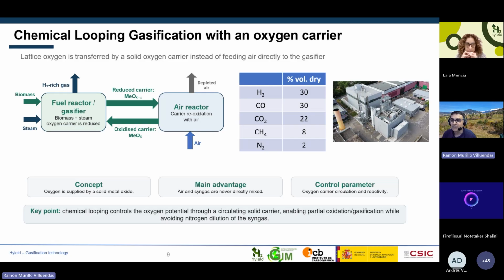Since air does not enter this reactor directly, nitrogen dilution is largely avoided. The reduced carrier is then circulated to the air reactor, where it is reoxidized with air and heated before returning to the fuel reactor. In this way, the solid continuously transports oxygen and heat between both reactors. Typical CLG gas compositions contain around 30% hydrogen, 30% carbon monoxide, and about 20% carbon dioxide, with low nitrogen content.